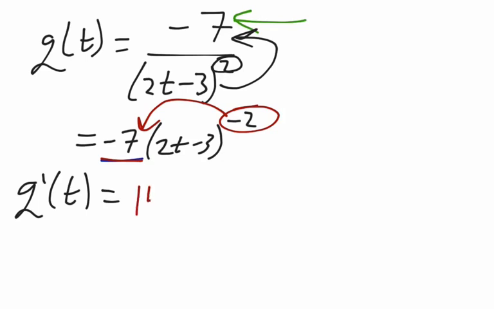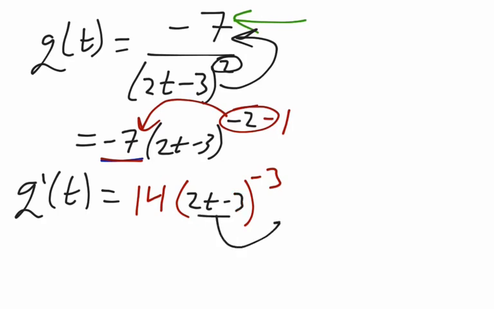So we're going to get a positive 14 stuff. Remember, you're subtracting 1 here, so that's going to be a negative 3. Oh, what's my stuff? My stuff is 2t minus 3. Great. Now I'm going to take the derivative of 2t minus 3, and I'm going to get 2 times dt dt. There it is. And guess what? dt dt is 1, so it goes away.